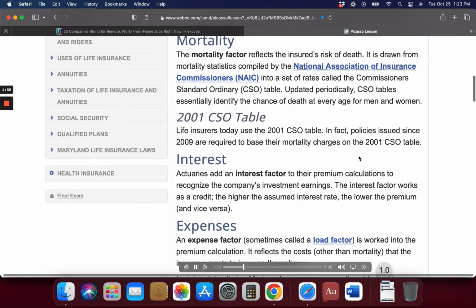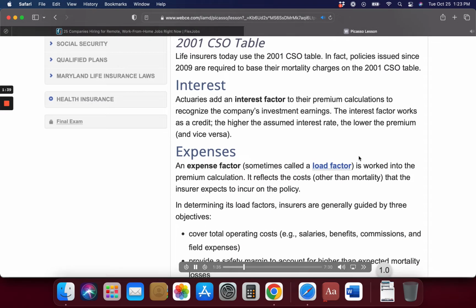2001 CSO table. Life insurers today use the 2001 CSO table. In fact, policies issued since 2009 are required to base their mortality charges on the 2001 CSO table.